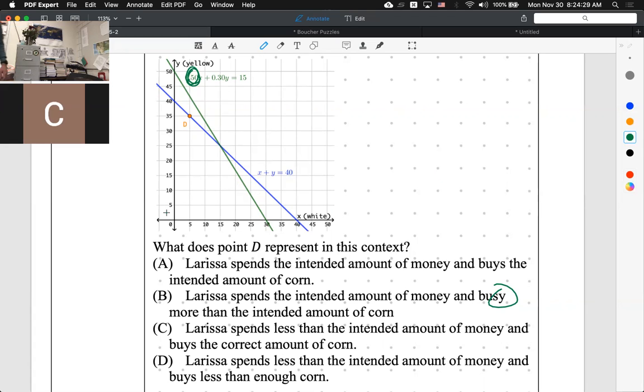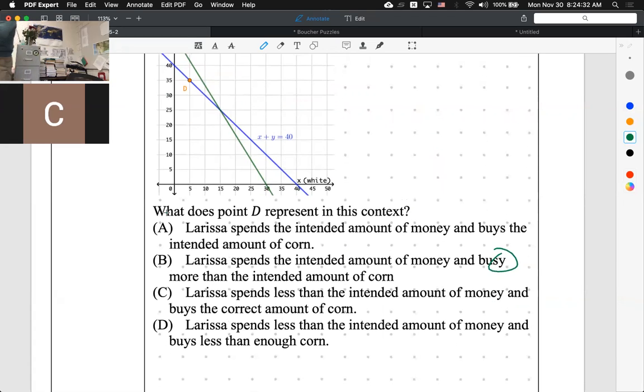So let's read our possibilities again. Someone's wishing me happy birthday. Okay. Larissa spends the intended amount of money and buys the intended amount of corn. That's not true. She did not spend the intended amount of money because she's not on that green line. We can eliminate A. A is not a solution. What about B? She spends the intended amount of money. Well, no, we just told you she did not spend the intended amount of money. So let's cross off B right from the beginning.